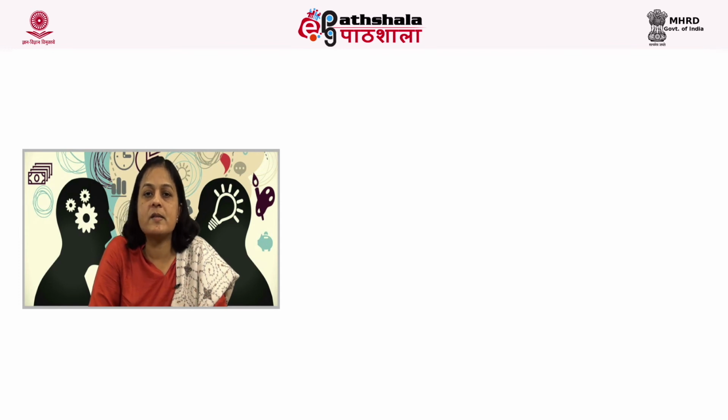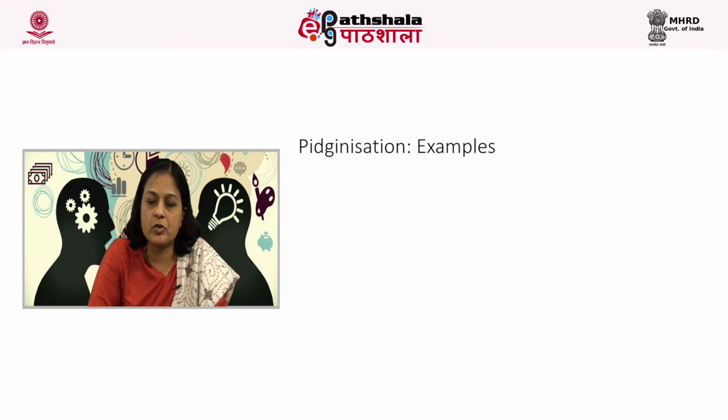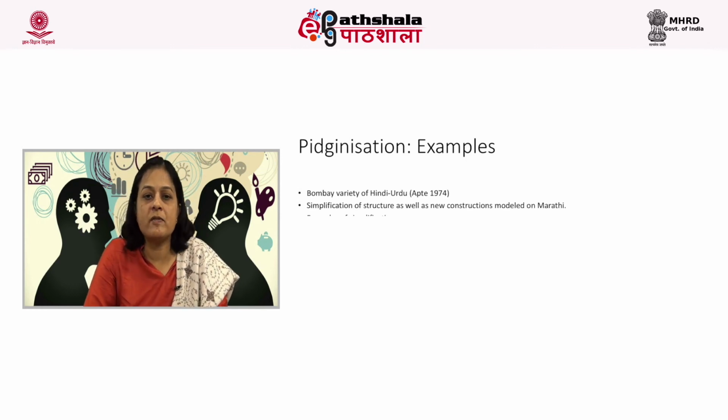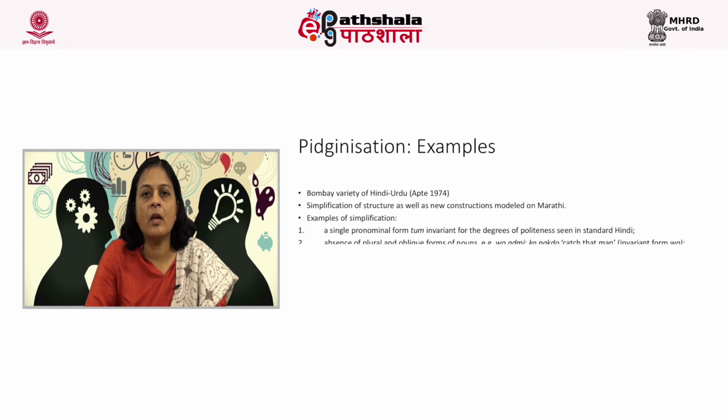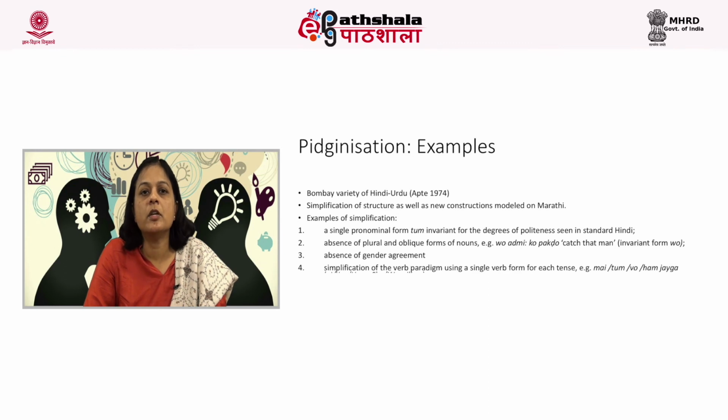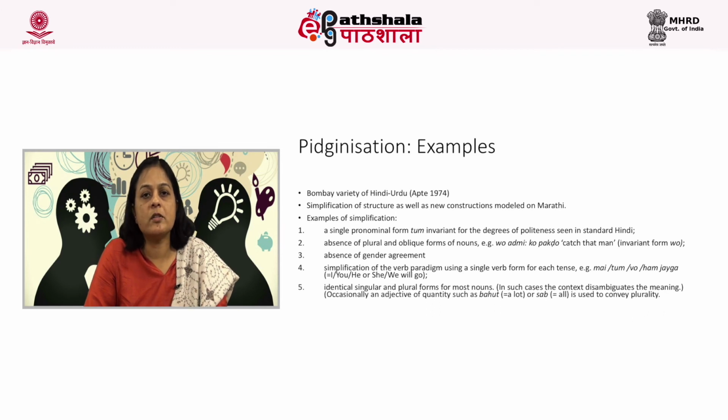Multilingual urban centers such as Mumbai or Bombay witness large-scale migration from different parts of the country. These migrants form the less or uneducated low socioeconomic stratum in the cities. Often, a grammatically simplified speech variety develops to fulfill the communicative needs of this social stratum. Pandit 1974 documents the case of one such urban pidgin, the Bombay variety of Hindi-Urdu. He observes this speech variety has undergone simplification of structure, and it also reveals new constructions modeled on Marathi.